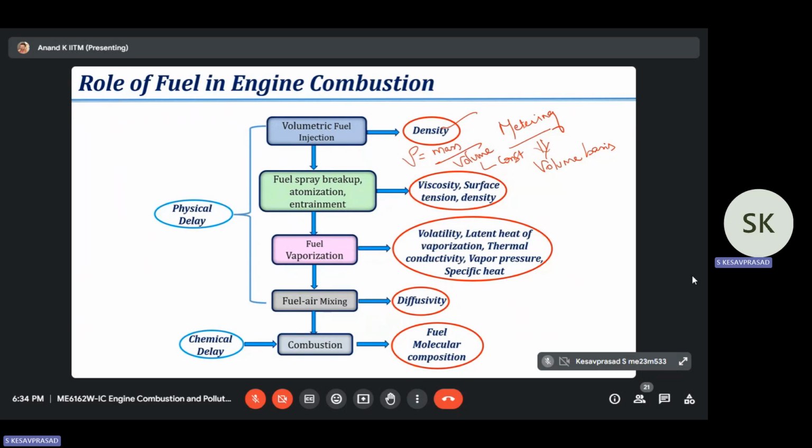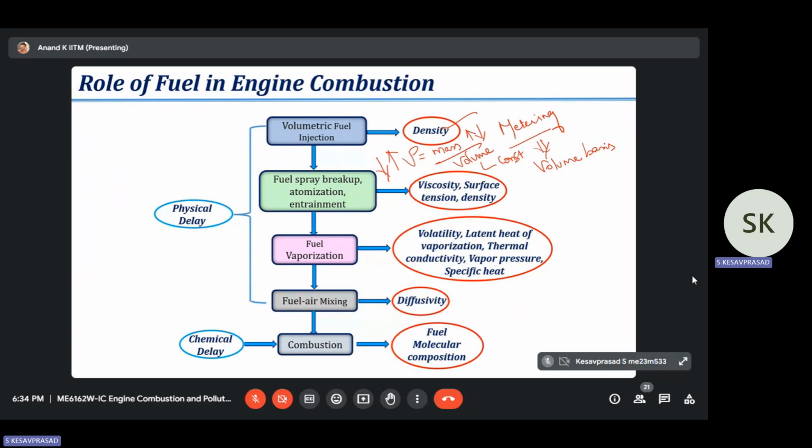Now, since this volume is constant, based on density variation, suppose the density of the fuel is high, what will happen to mass? Mass will increase. Suppose the density is less, what will happen to mass? Mass will reduce. So the mass of the fuel that goes into the engine cylinder for each cycle is going to be dependent on the density of the fuel. High density fuel generally allows more mass. This is where diesel fuel has the upper hand compared to gasoline or petrol.